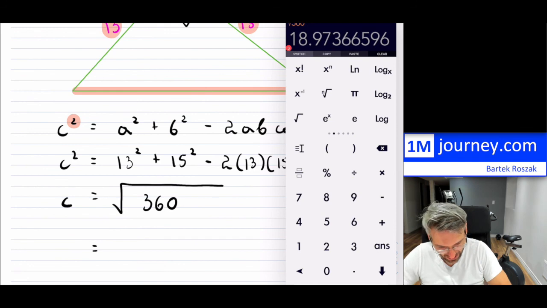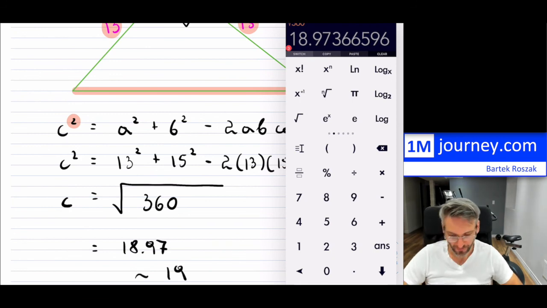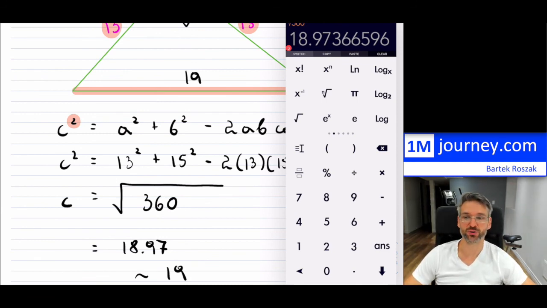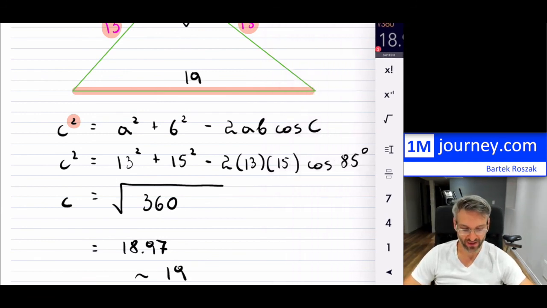So what does that tell us? It's approximately 18.97, or give or take 19. And that is the length of that C. That's how you can use the cosine law, and that's where it comes from.